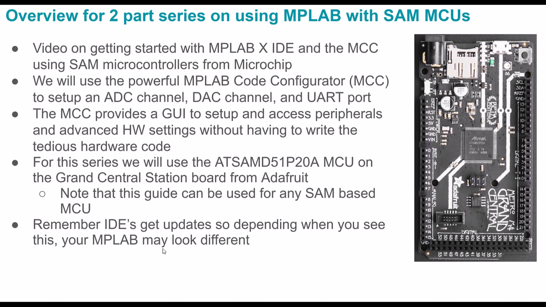Okay, as I mentioned, this is going to be a two-part series where we're going to step you through starting a project on MPLAB and using the MCC, which is the MPLAB Code Configurator, which provides a GUI or graphical user interface that really makes setting up complex hardware peripherals such as ADCs, DACs, UARTs, real-time clocks, you name it, much easier. So for this example, we're going to use it to set up an ADC channel, a DAC channel, and a UART port. Now, this series is applicable to any SAM microcontroller and is also probably applicable to other Microchip microcontrollers. For this example, though, I'm going to use the ATSAMD51P20A microcontroller, which is a very powerful microcontroller. I think it has a 120 megahertz clock, a lot of different features. Feel free to check it out.